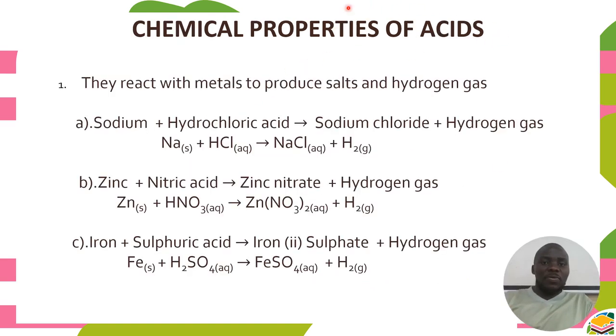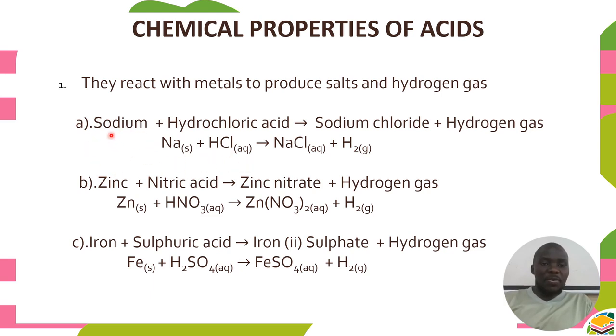Chemical properties of acids. So here in chemical properties, we are going to look at three major chemical properties of acids. The first one, they react with metals to produce salt and hydrogen gas. So, for example, we have an equation here illustrating the formation of hydrogen gas and the salt.